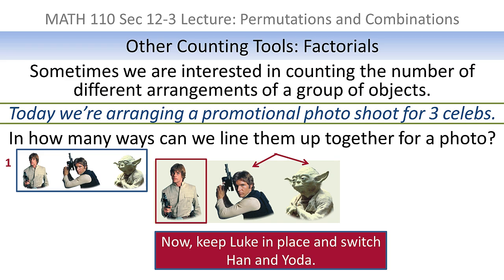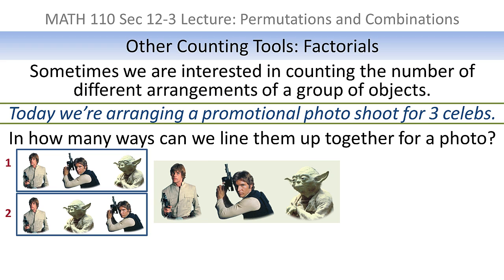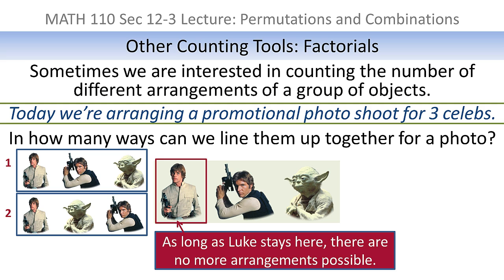If I want to try to get every possible arrangement, I want to do it in some organized fashion. So let's first agree to keep Luke in place as long as possible. So in order to keep Luke in that first position, I need to switch Han and Yoda. It gives me a different arrangement in how I could line them up for the photo. But as long as Luke stays in this first position, there's nothing else I can do to get a different arrangement. So in order to get a different arrangement, I have to move Luke.